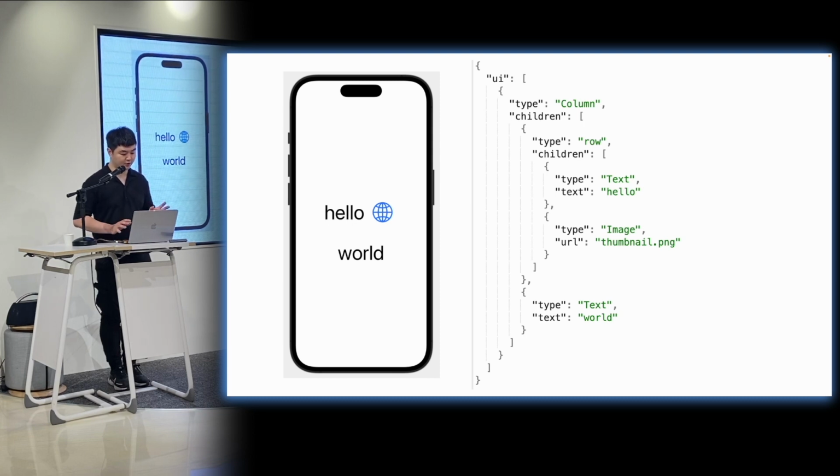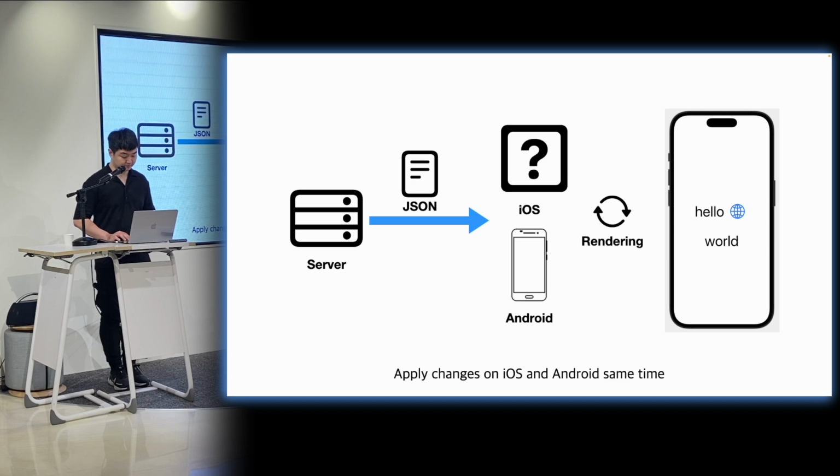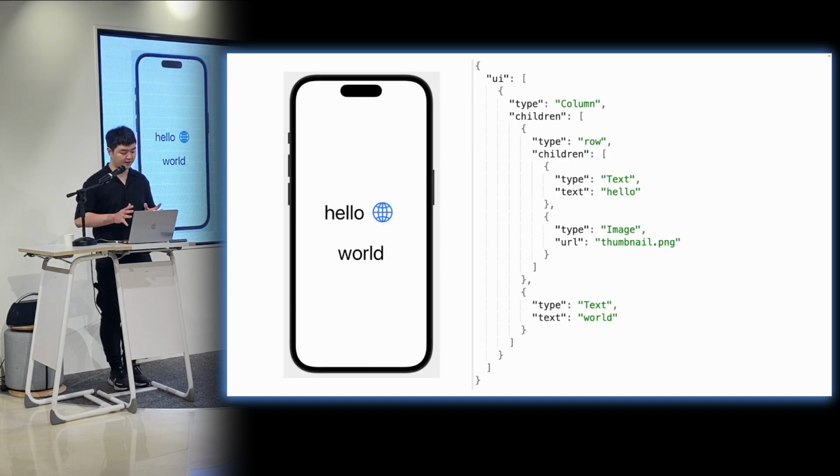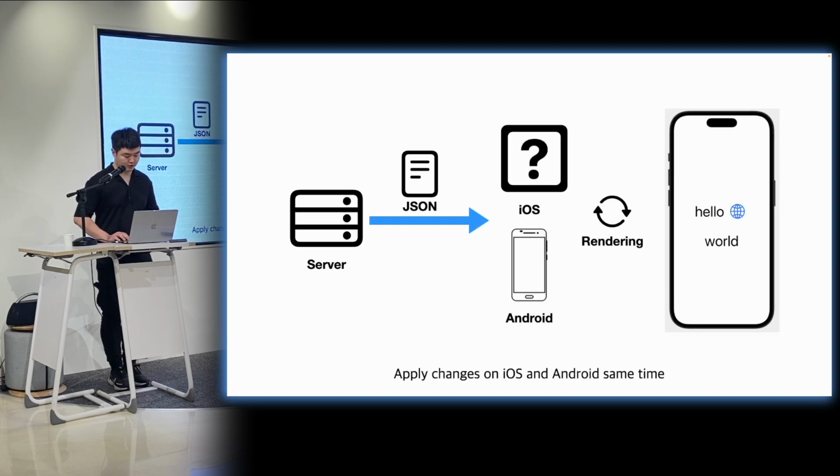They have a similar structure because they all describe the UI in a predefined way. So one feature of the server-driven UI is that you apply changes on iOS and Android at the same time because, as you all know, it depends on the response of the server.